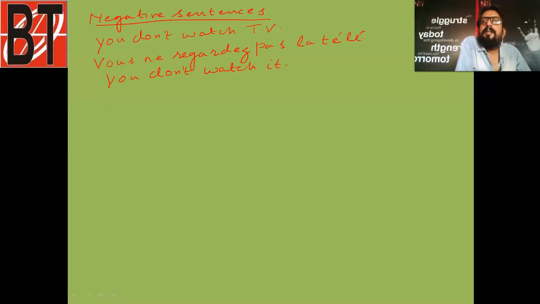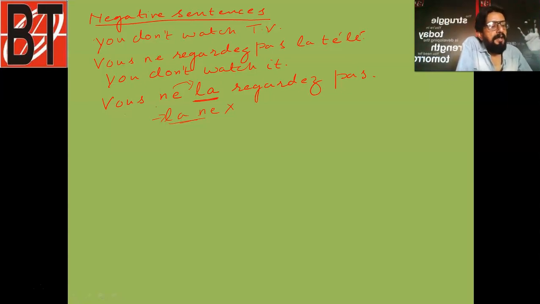So how will you write? Vous ne la regardez pas. Understand? So when you are using this object pronoun in a negative sentence, always understand that it is always followed by 'ne'. Do not write 'la ne', then it is wrong. Most of the students commit this mistake, writing 'la ne'. So you're not supposed to write like this. Vous ne la regardez pas.